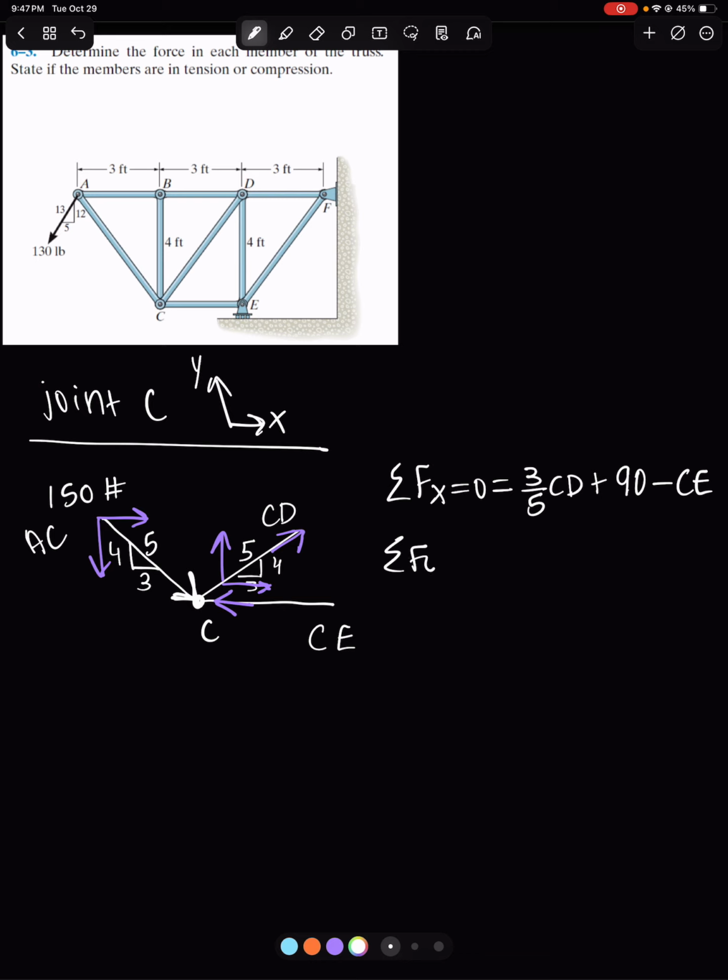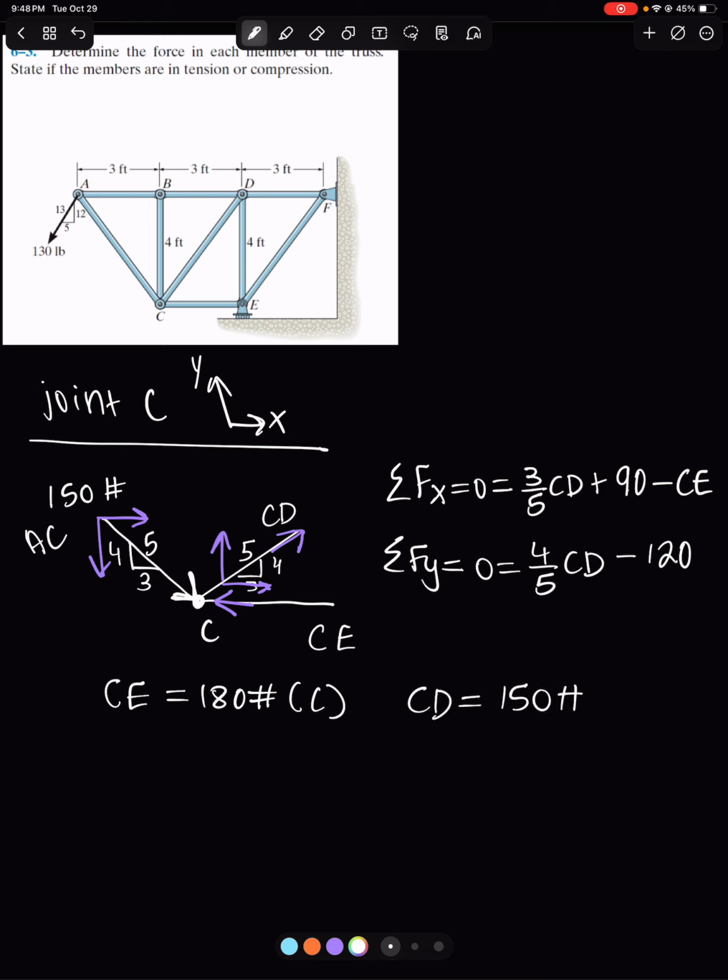Our sum of the forces in the Y equals 0, equal our Y component of CD, minus our Y component of AC, going in the negative Y direction, 150 times 1/5, negative 120. Solving these equations, we get that CE equals 180 pounds compressive, because it's pushing on the joint, and then CD equals 150 pounds tensile, because it's pulling on the joint.